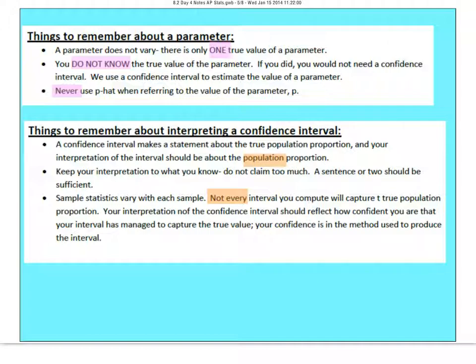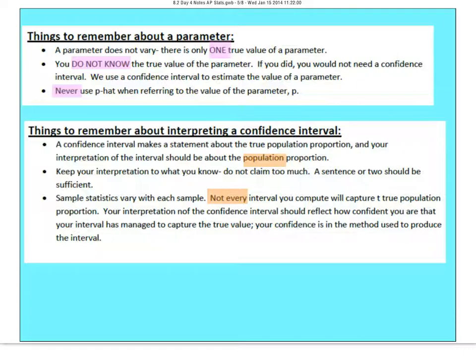Also realize you don't know the true value of the parameter. If we knew it, we would not need to do a confidence interval. We only use a confidence interval to estimate the value of the parameter. So if we knew it, we wouldn't do it. Third thing, never use p hat when referring to the value of the parameter p. If you're talking about the population parameter, don't put a hat on it because they're going to mark you wrong.